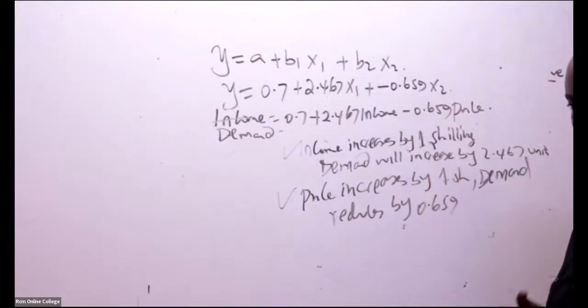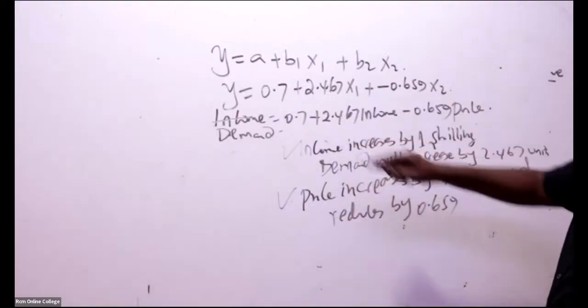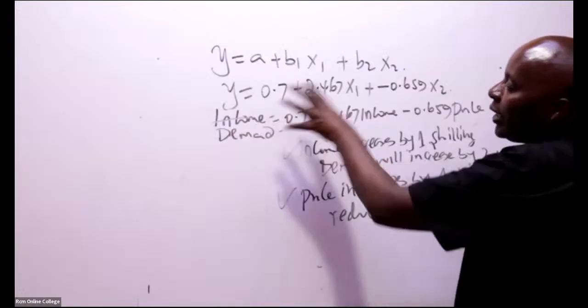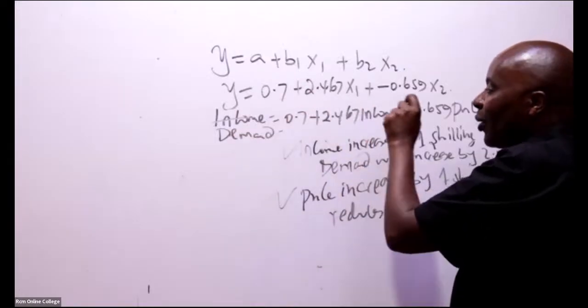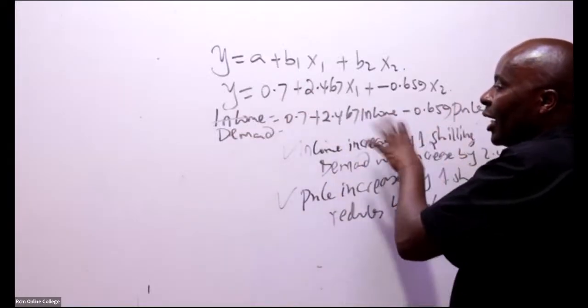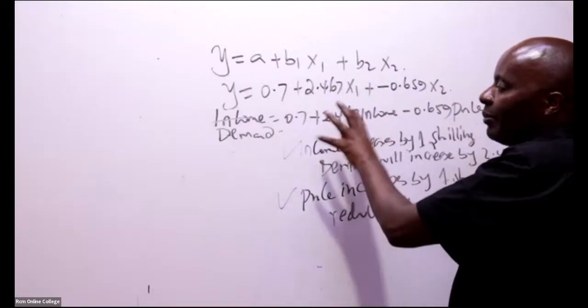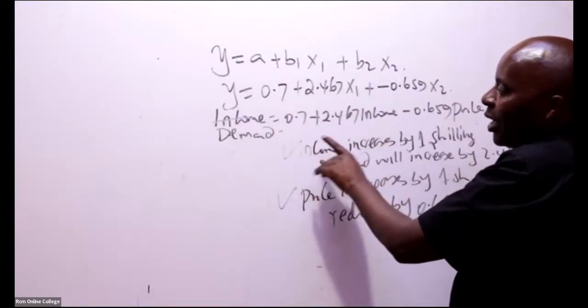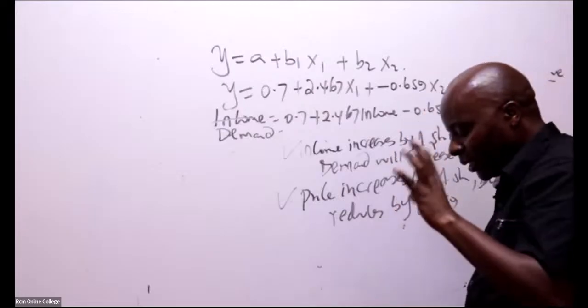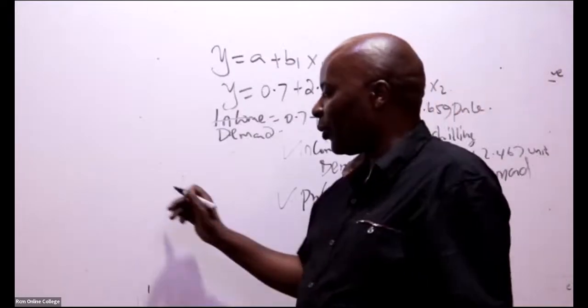Because they wanted you to interpret this, 0.7 is the constant demand. That demand which does not depend on income and price. If income and price were to be 0, then the demand that is guaranteed is 0.7. How about this 2.47? Ladies and gentlemen, let me explain here using a simple equation.